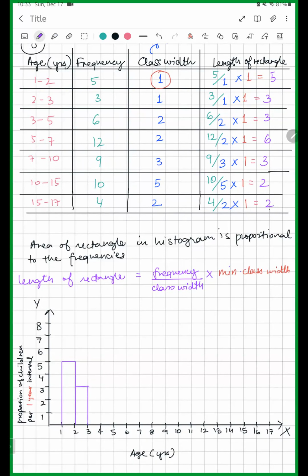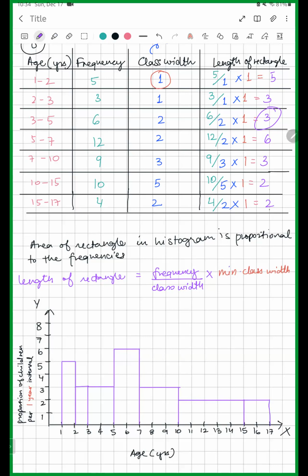Now the next one. The range is 3 to 5, and the length of the rectangle is 3. So from 3 to 5, it is 3, all the way till here. From 5 to 7, it is 6. So now the width of the rectangle is varying. Okay. Then from 7 to 10, it is 3. Then from 10 to 15, it is 2. 15 to 17, it is 2 again.